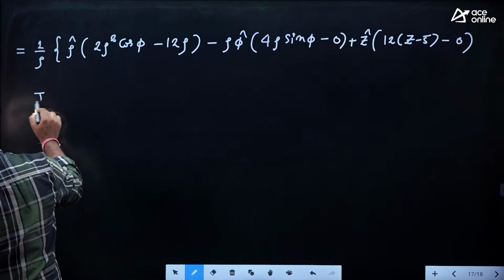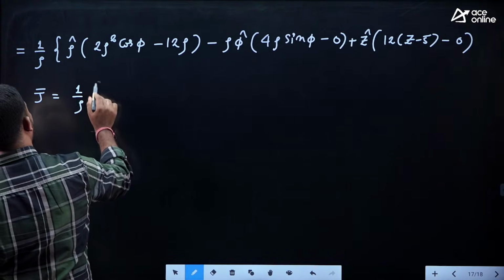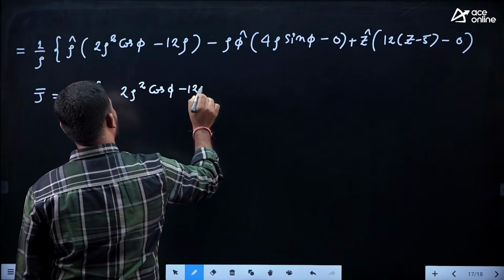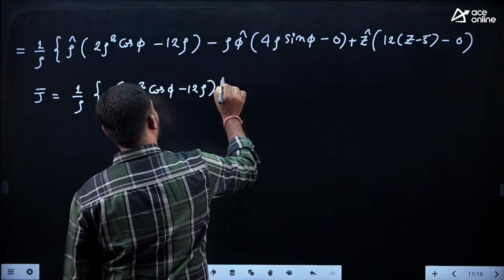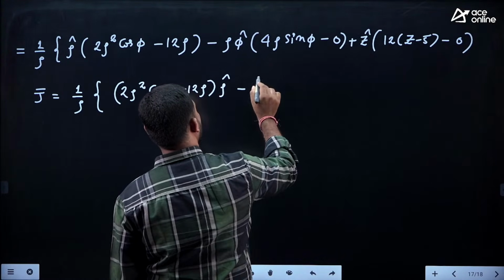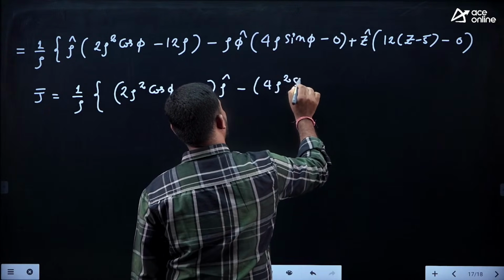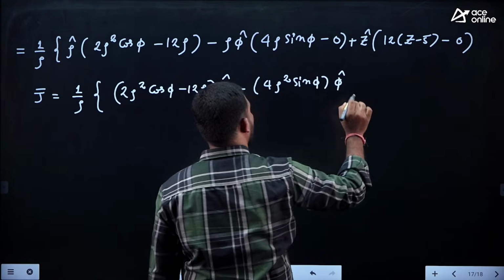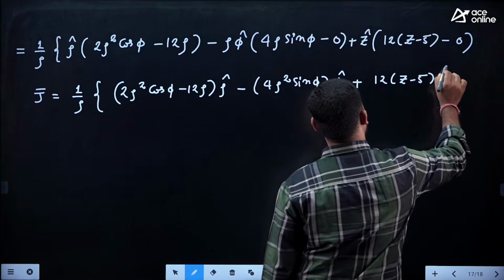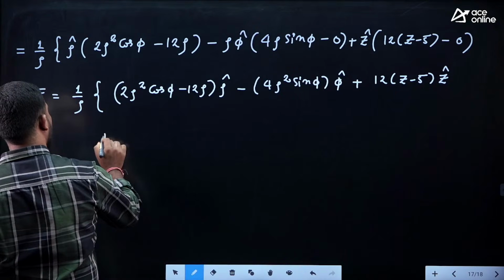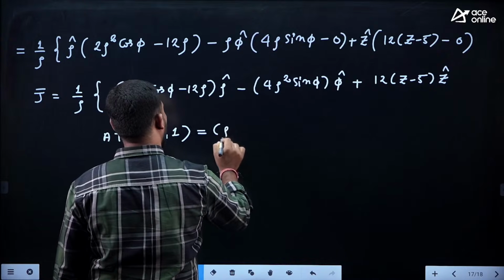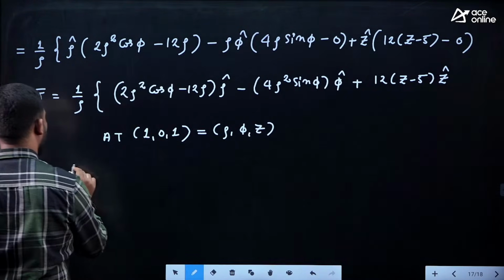So this is J, 1 by rho into 2 rho square cos phi minus 12 into rho cap, minus 4 rho square sin phi cap, 12 z minus phi into z cap. Done. So it's asking at a point 1 comma 0 comma 1. That means it is rho comma phi comma z. So just substitute all the values.